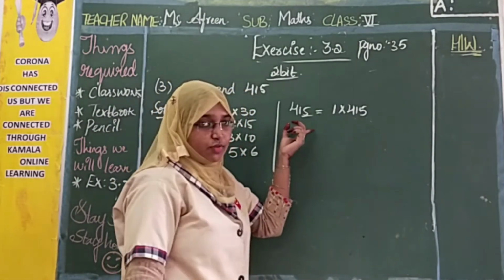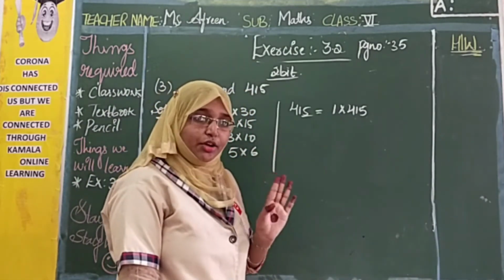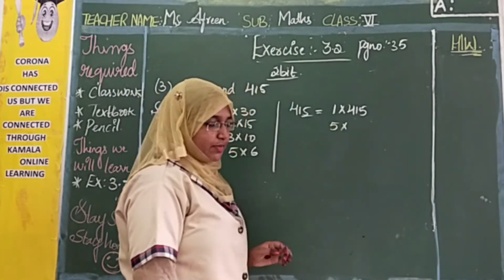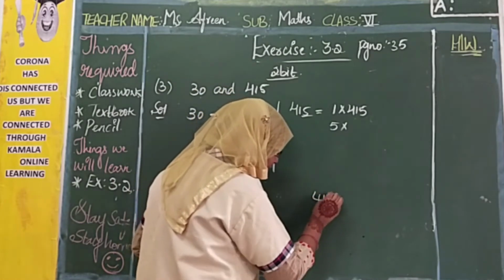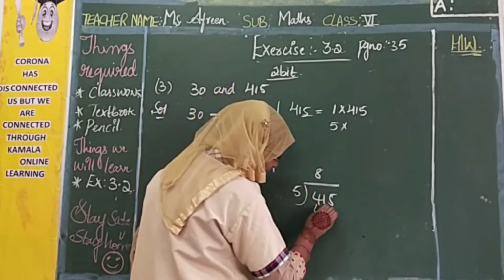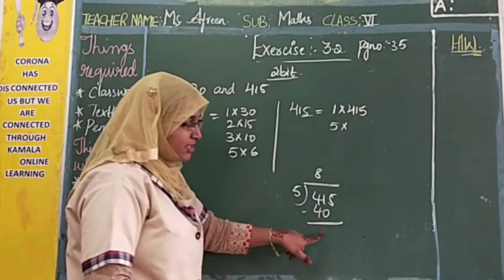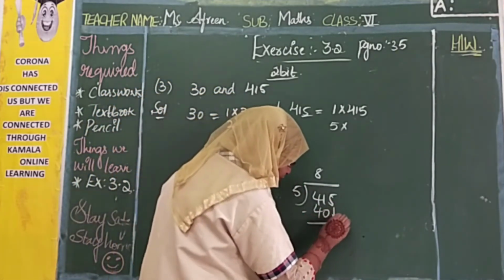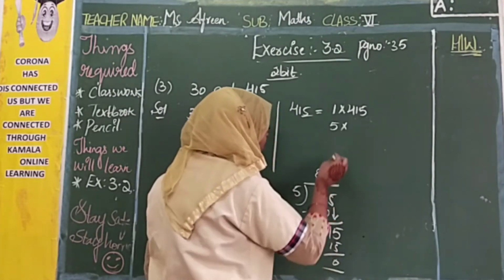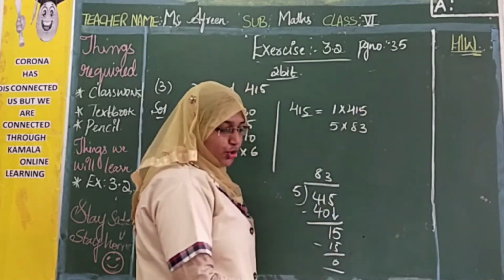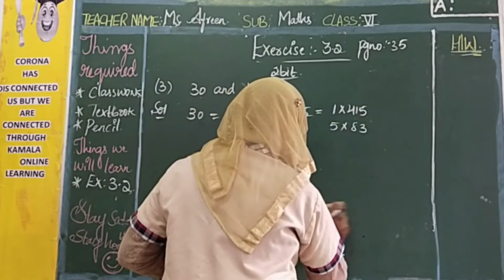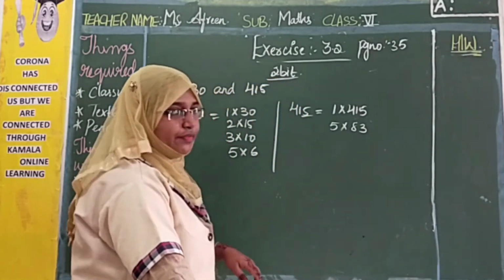5. Yes, because what is rule 5? The last digit should be 0 or 5. Here we are having 5. Let us check at which multiple it is divisible. Now if you take 415 and divide it with the 5 table, 5 8s are 40. We are taking two digits, so 5 8s are 40. One is left, 15. 5 3s are 15. So 83. 5 into 83, and 83 multiplied with 5 gives 415.